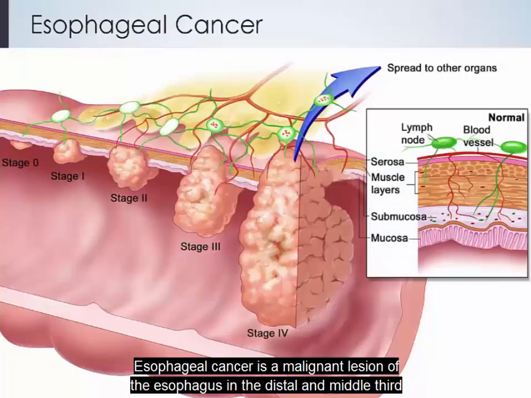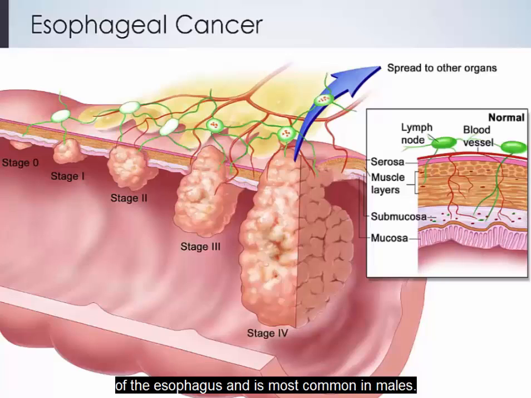Esophageal cancer is a malignant lesion of the esophagus in the distal and middle third of the esophagus and is most common in males.